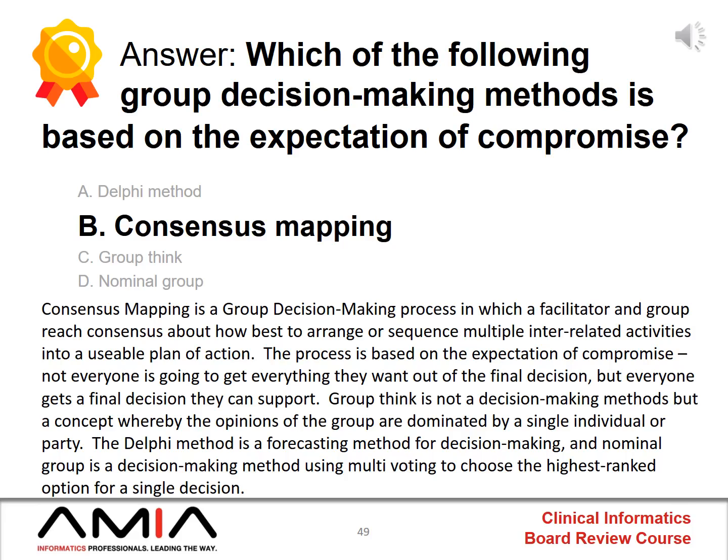And this is a process that you might use, for example, when you're trying to figure out all of the tasks and the sequence of those tasks that will be required in order to implement a new EHR. This process is based on an expectation of compromise among all the groups involved in the process. The Delphi method is a method of forecasting, whereas groupthink is a cognitive bias that can be seen in groups in which members of the group feel pressured to conform to a dominant view. Nominal group is a decision-making method which uses multi-voting in order to choose the highest ranked option for a single decision.